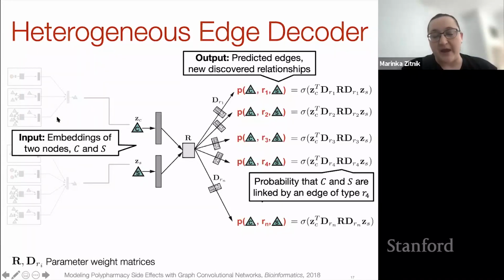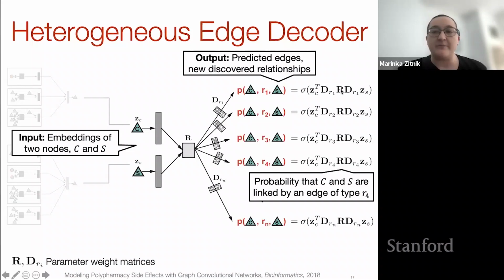Once embeddings for those nodes were obtained, the labeled edges between drug nodes were predicted. For that, the input consists of embeddings of two nodes, C and S, which would be two particular drugs. The embeddings of those two nodes were combined by a particular type of tensor factorization, a style of Tucker tensor factorization, that took embeddings for a pair of drug nodes and multiplied them by two diagonal matrices that were relation specific and essentially encoded the contribution of specific embedding dimensions towards a particular side effect.